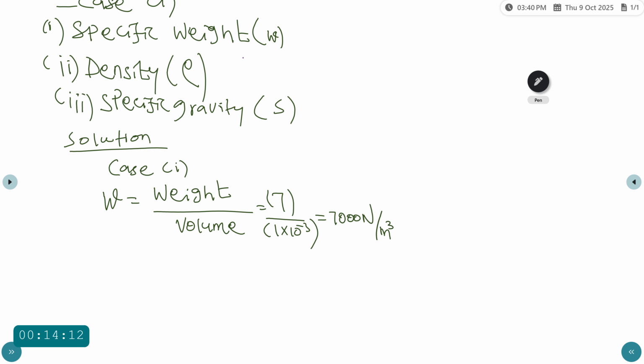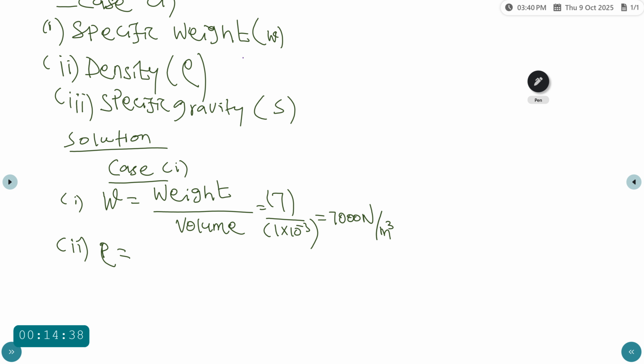Once again, specific weight is the first to find in case 1. We know the mathematical relation is weight by volume. Weight is already given in the data, and volume is given in liter, so we converted liter into meter cube by multiplying by 10 power minus 3. The final answer is 7000 Newton per meter cube. Second to find is density. Density already has the symbol rho.